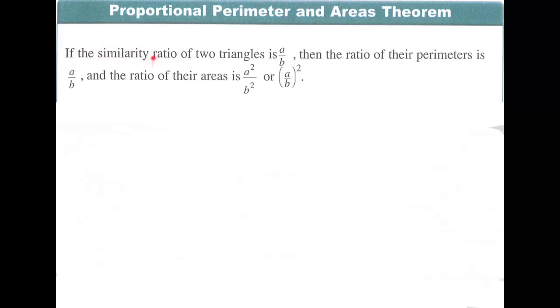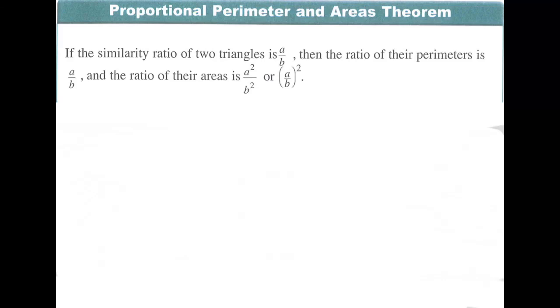If the similarity ratio of two triangles is A over B, then the ratio of their perimeters is A over B, so the same number. Okay, so the similarity ratio and the perimeter ratios are the same number. And the ratio of their areas is A over B squared. So that's the only difference that we have here. For the ratio of areas, we should square the similarity ratio.